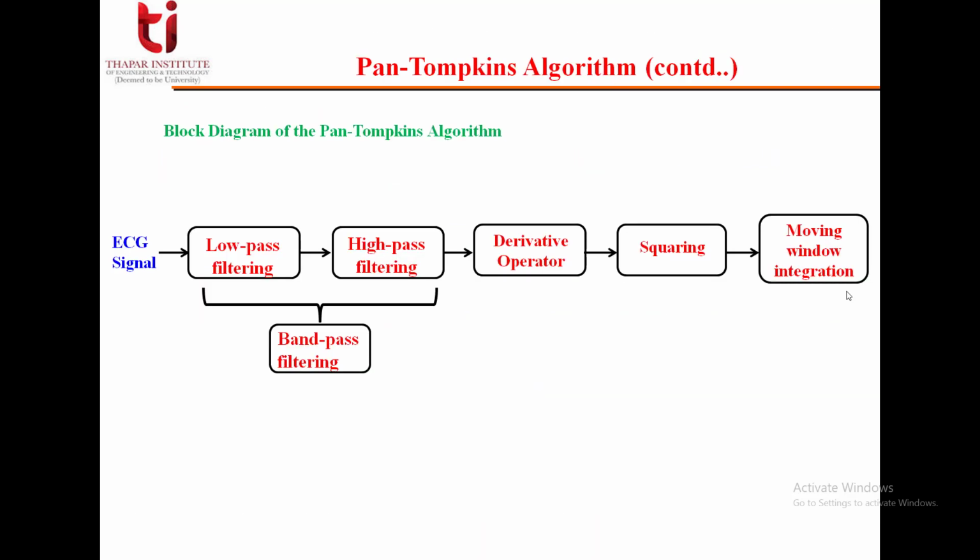So this is the block diagram of the Pan-Tompkins algorithm. As you can see, the first thing is again a filter. But in this we are using band pass filtering, and that we are implementing by keeping in cascade the low pass filter and the high pass filter. So this makes the band pass filter. Then we have the derivative operator, then squaring, and finally moving window integration. We will discuss the function of each part in detail.